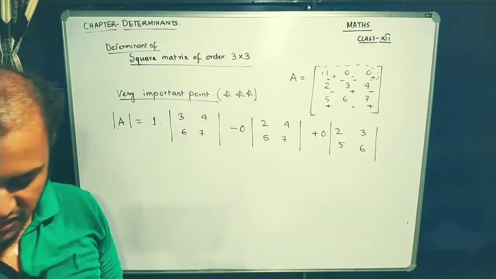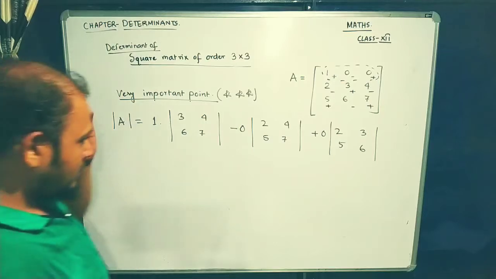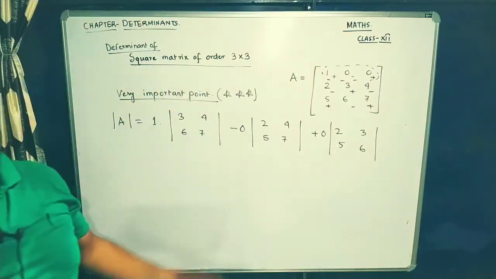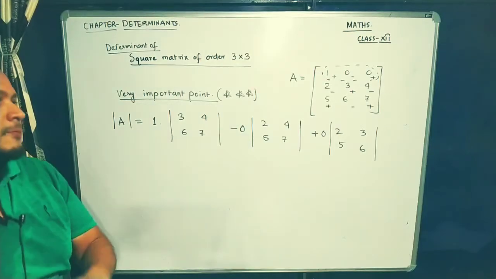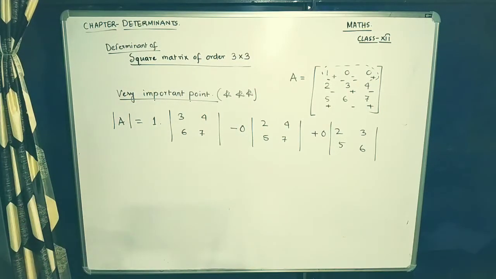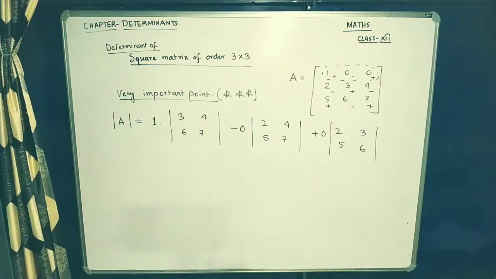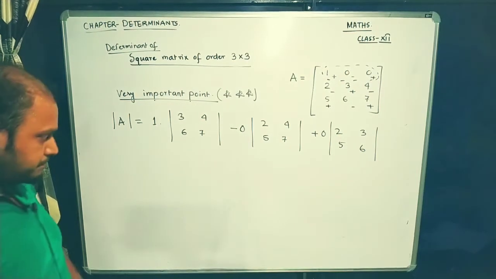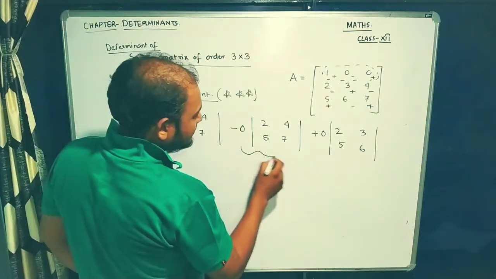Now, do you notice a very strange thing here? Tell me what the strange thing is. Take a minute to think about it and find the strange thing in this equation. Take your time, I am giving you 1 minute. What is the strange thing that you see in this determinant? Okay, time is over.